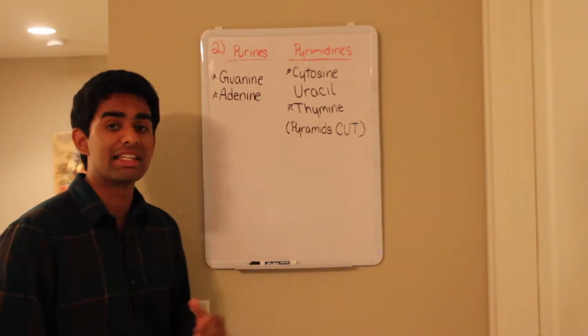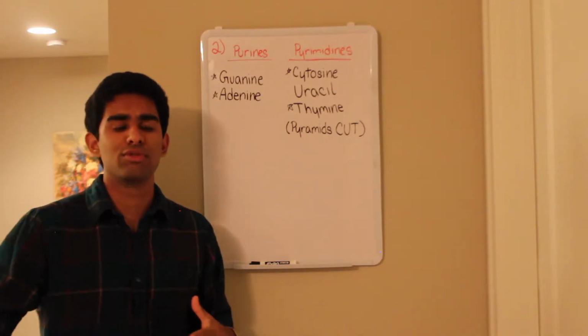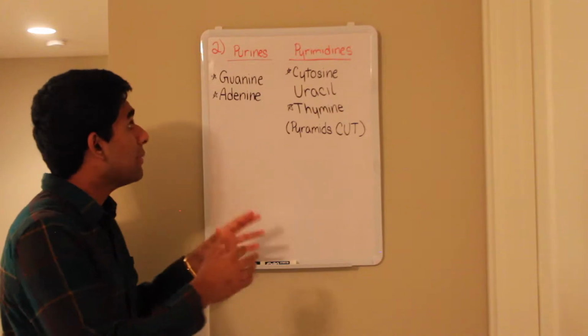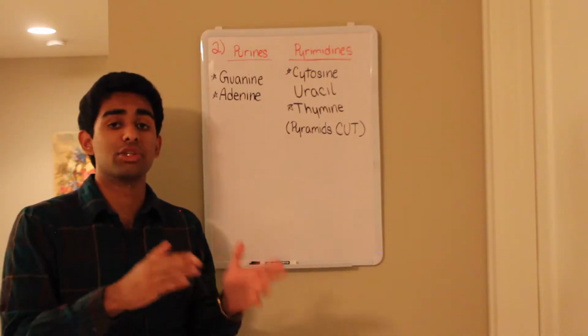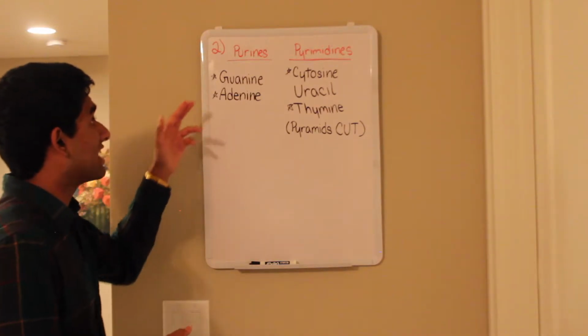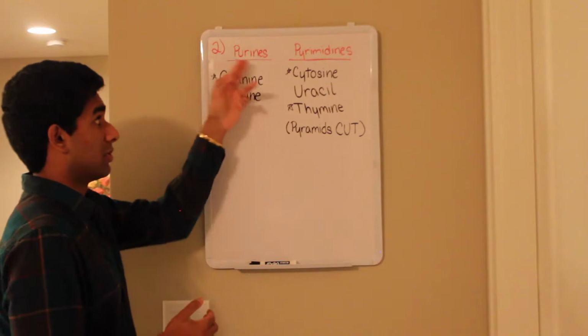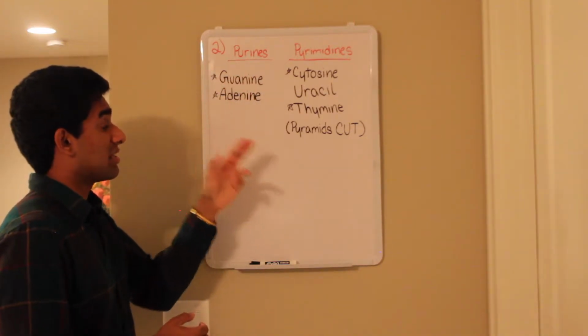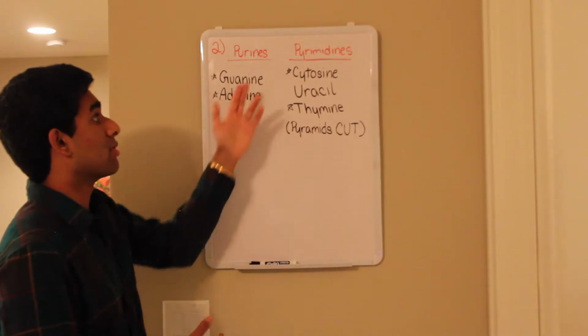Uracil is another base that is only found in RNA and is something that we will discuss in a later video. How we differentiate between these sets of bases is on what they are actually derived from. So guanine and adenine are derived from a molecule called purine, which is why we call them the purines. Cytosine, uracil, and thymine are actually derived from a molecule called pyrimidine, which is why we call these the pyrimidines.